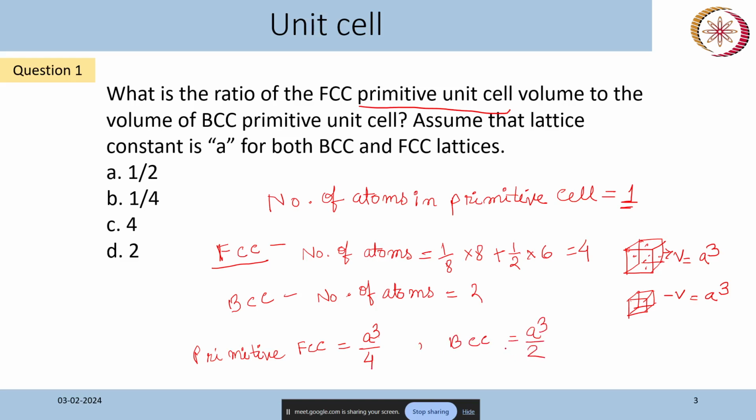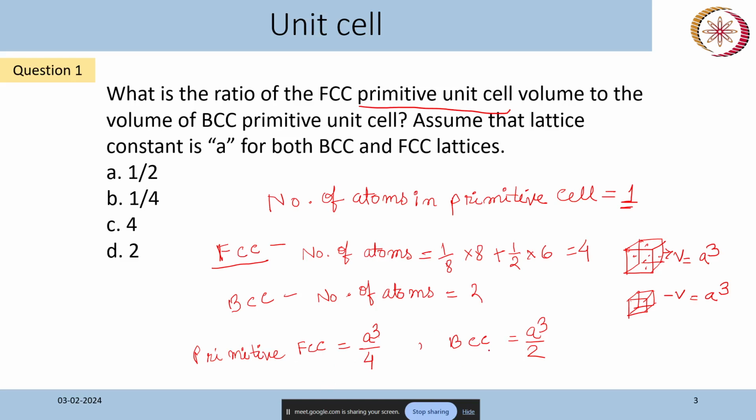There are many methods to get this solution also. You can determine the primitive unit vectors for BCC, which I will discuss in the next question also. So you can determine the primitive unit cell vectors for FCC and for BCC, and then determine the volume. So I am using this method. This is a bit simplified. So you can now get the ratio of the volumes of primitive FCC and primitive BCC.